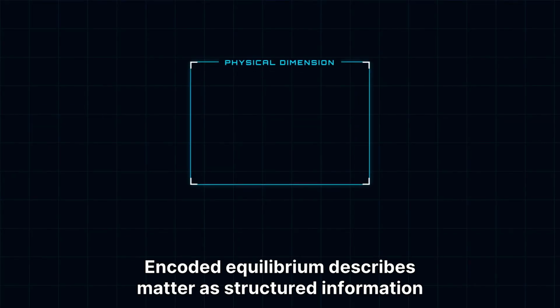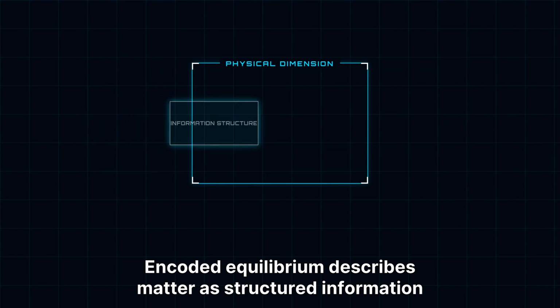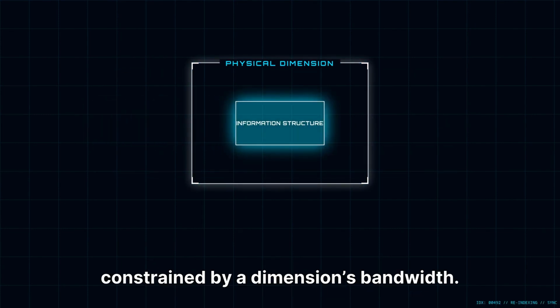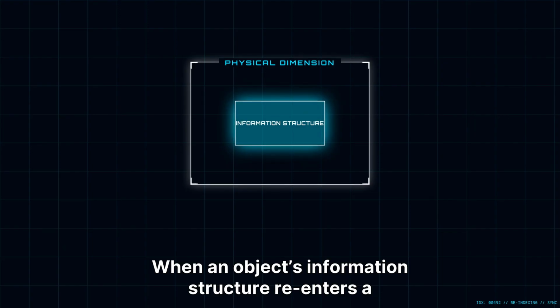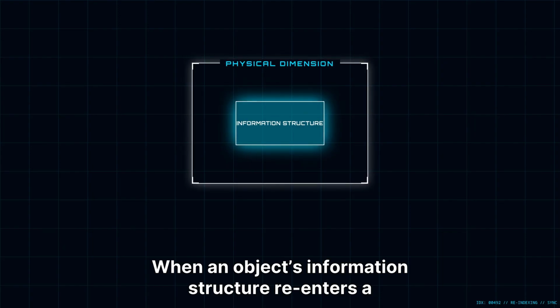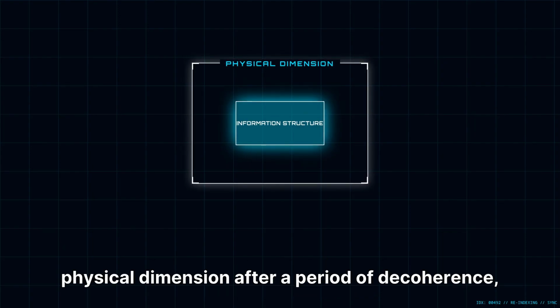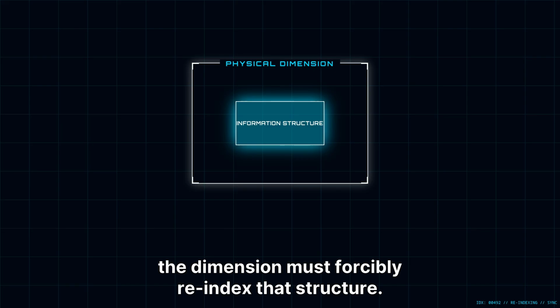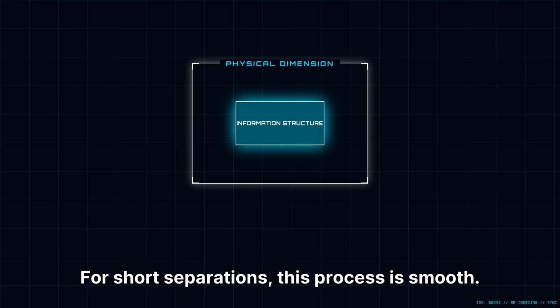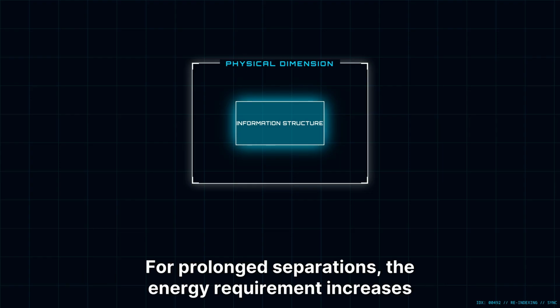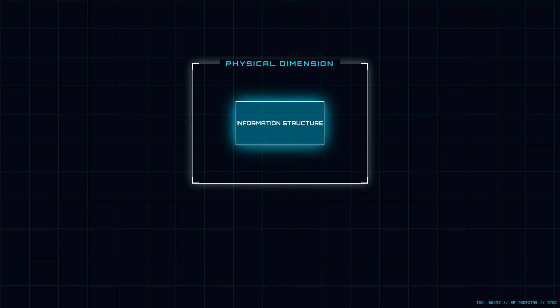Encoded equilibrium describes matter as structured information constrained by a dimension's bandwidth. When an object's information structure re-enters a physical dimension after a period of decoherence, the dimension must forcibly re-index that structure. For short separations, this process is smooth. For prolonged separations, the energy requirement increases exponentially.